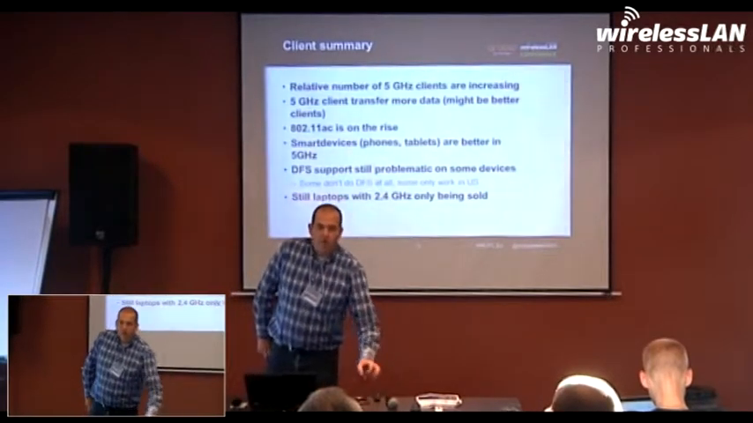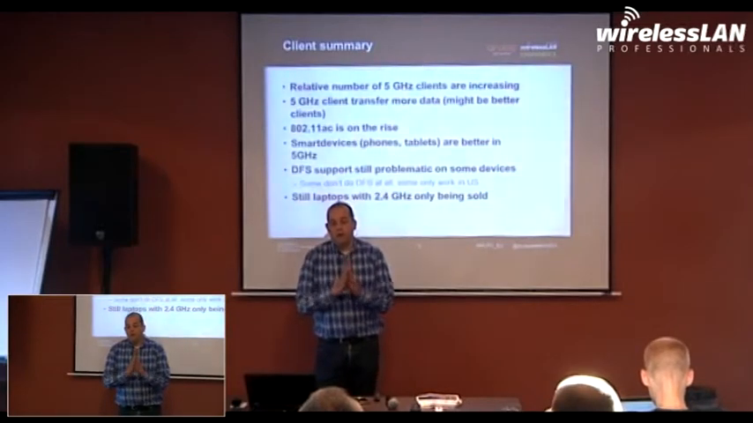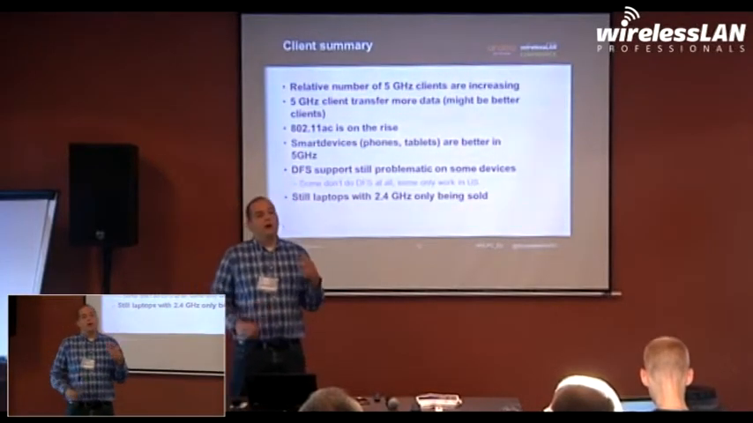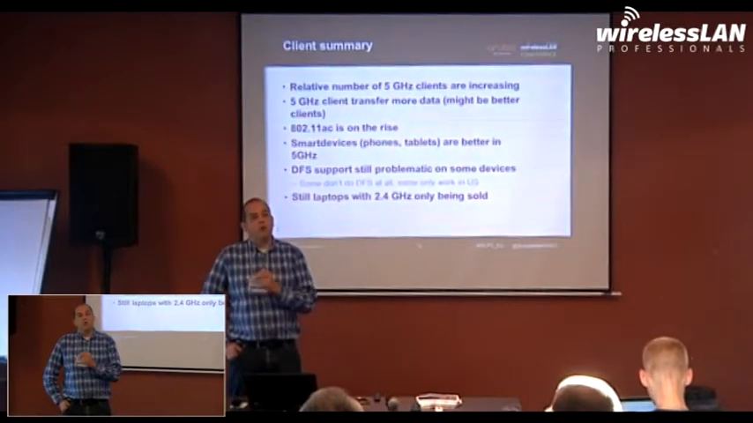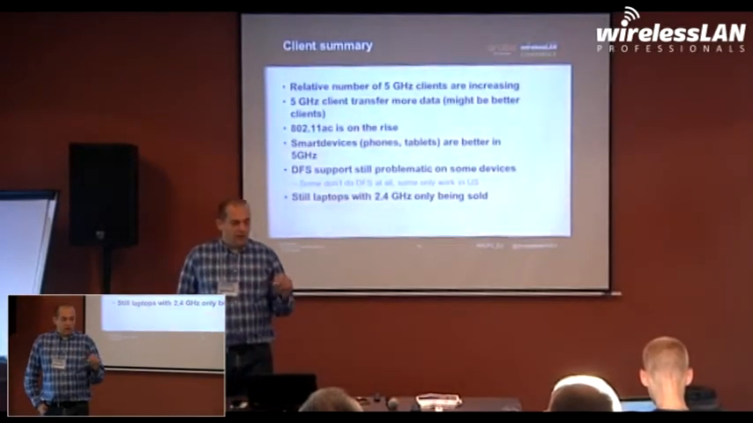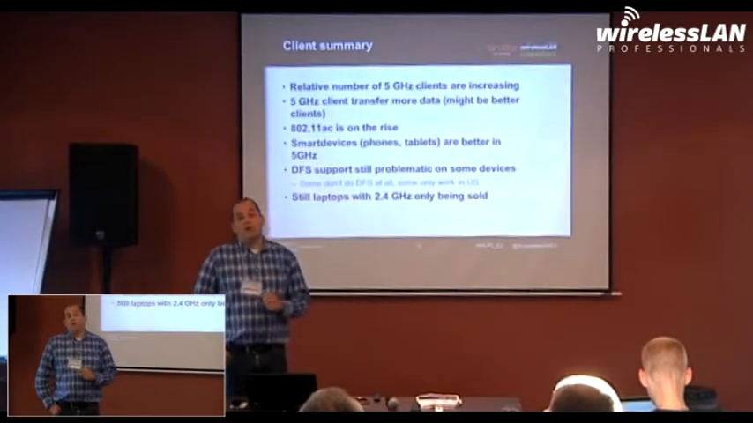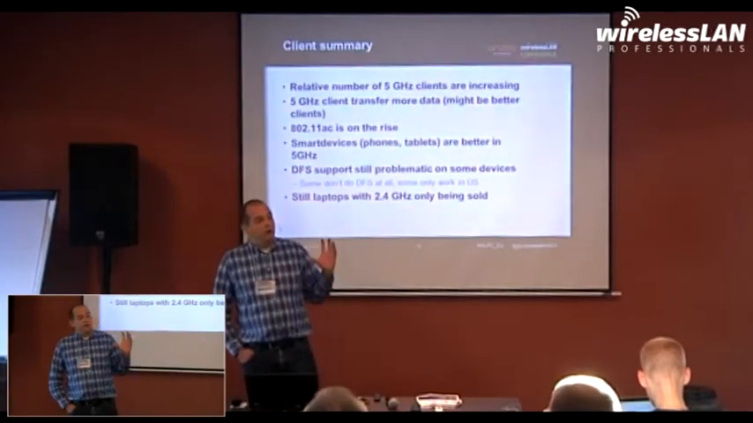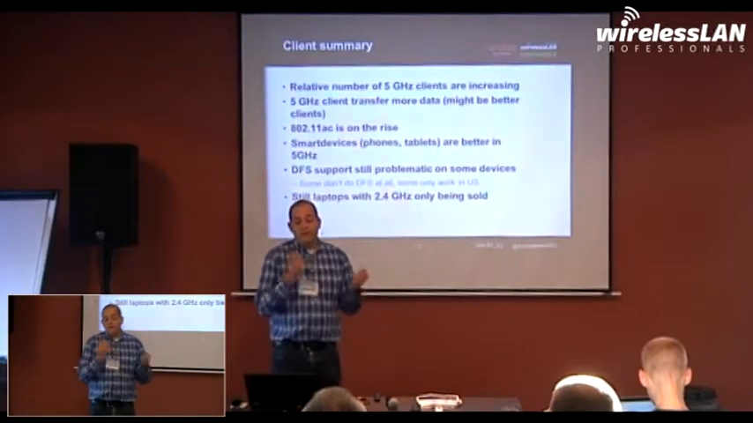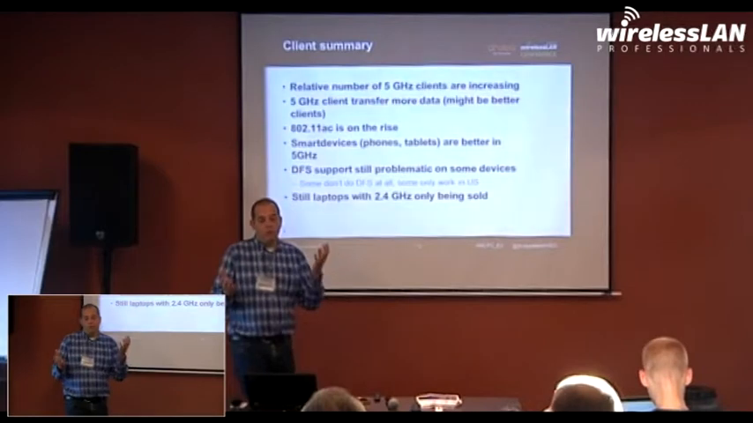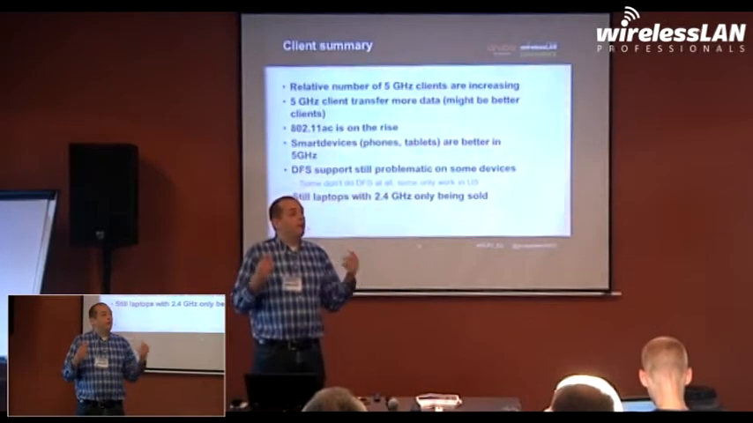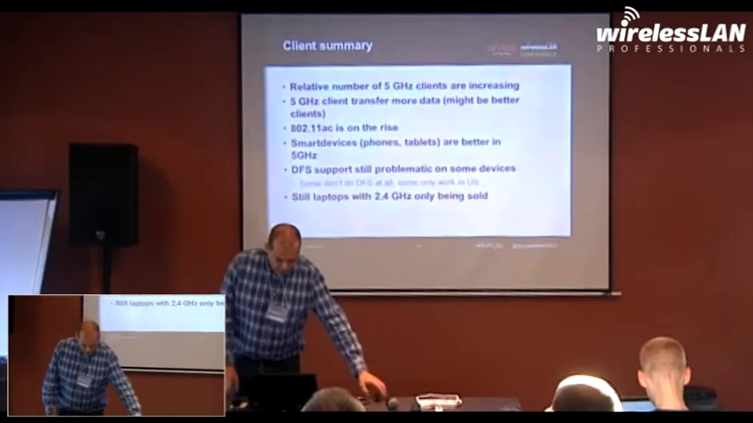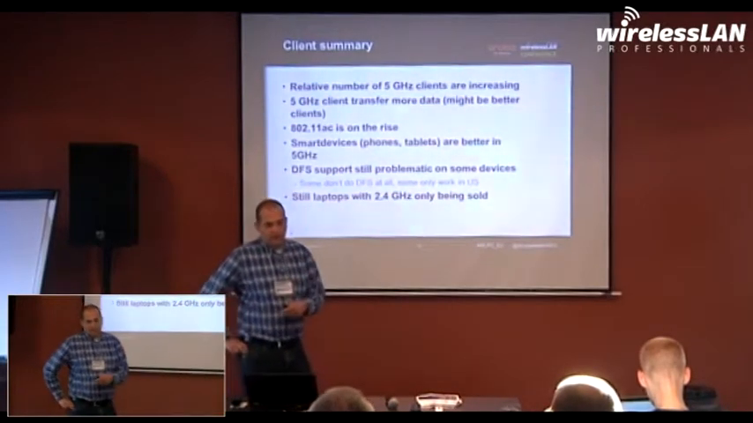So, what can we learn from these numbers? What we can learn is that 5 gigahertz is still increasing. We see quite some traction from 11AC, and as you know, 11AC only works on 5 gigahertz, so that helps us greatly. We also see that typically the 5 gigahertz clients will transfer more data over the network. If we compare the education university network with a venue network, we see that smart devices typically are newer and have more 5 gigahertz support than the devices that are in education.